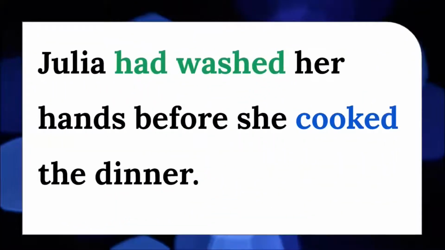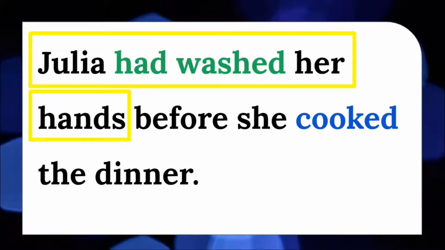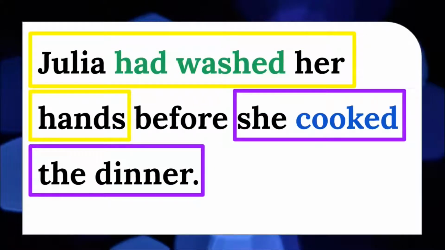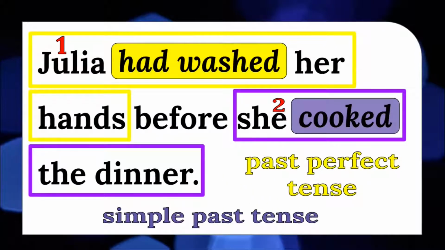Julia had washed her hands before she cooked the dinner. The two actions that took place in the past are Julia had washed her hands. She cooked the dinner. The first action that took place is Julia had washed her hands. We use the past perfect tense had washed. The second action that took place is she cooked the dinner. We use the simple past tense cooked.